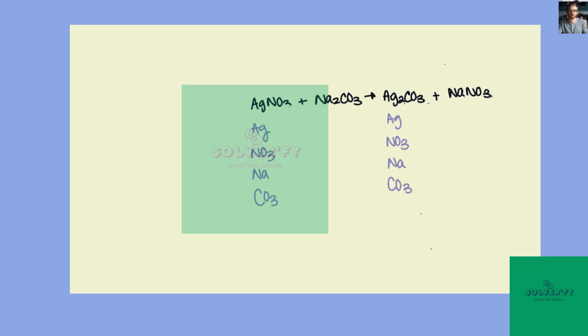And now we're going to start filling in. So on the left, we've got 1 silver, 1 nitrate, 2 sodiums, 1 carbonate. Right-hand side, we have 2 silvers, 1 nitrate, 1 sodium, 1 carbonate. Might as well just start at the top and work our way down. First up, we've got 1 silver and then 2 silvers. So let's put a 2 in front of there. That's going to change that to 2.